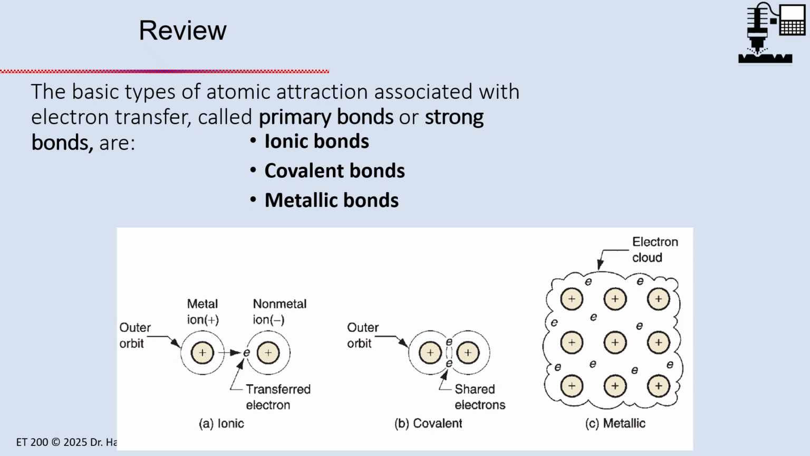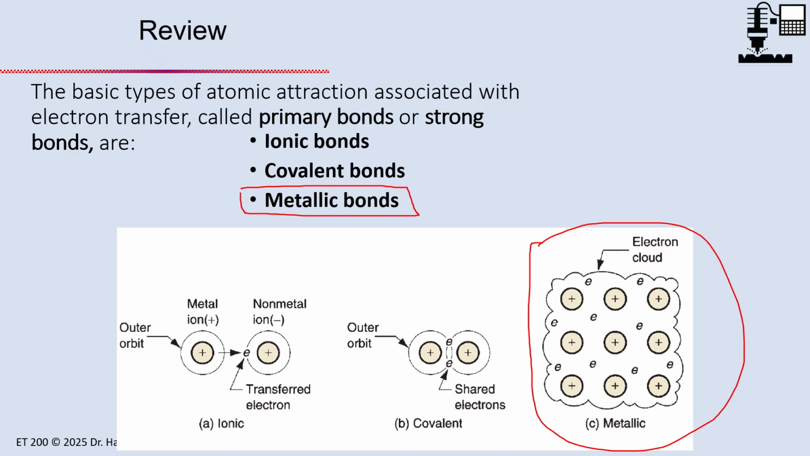Here is the review from the previous lecture. We talked about several bonds that are available in material, but here we are mostly focused on the metallic bond. This is the type of bond we have in metals. We have an electron cloud in the solid material, and the electrons are shared between all atoms. That's why we have high electrical conductivity in metal materials.